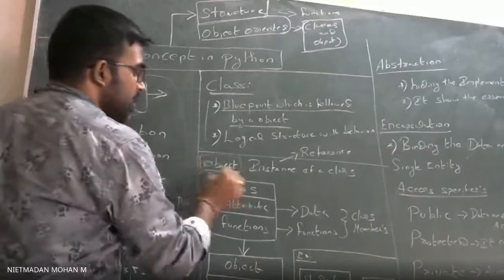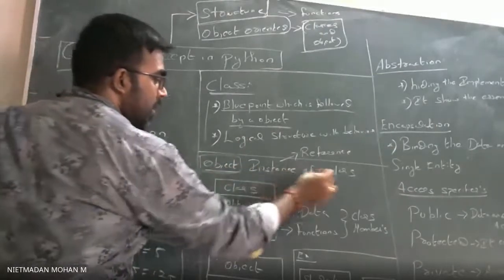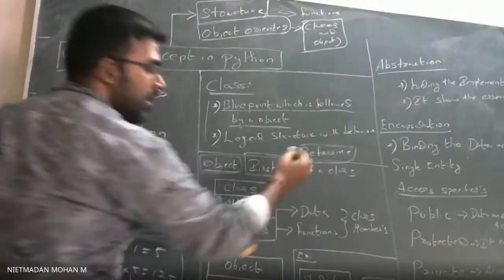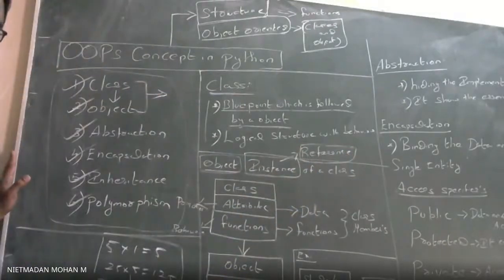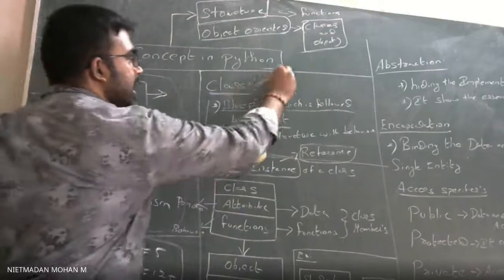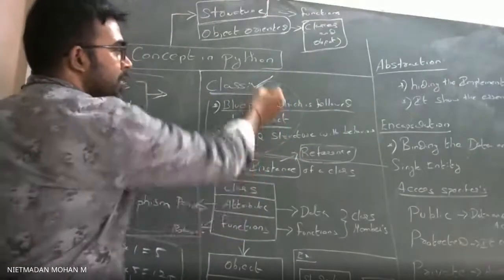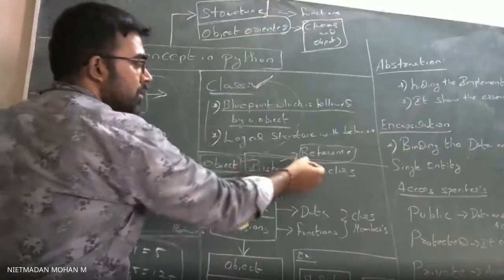Now coming to an object. An object is an instance of a class. What is meant by instance? It means a reference of a class. It will take all the things described in the class into the object. This is known as a reference. It will take a reference of a class and perform an operation. This is known as an object.